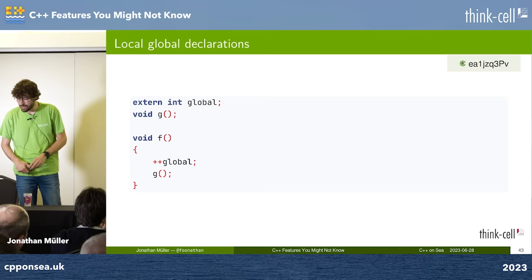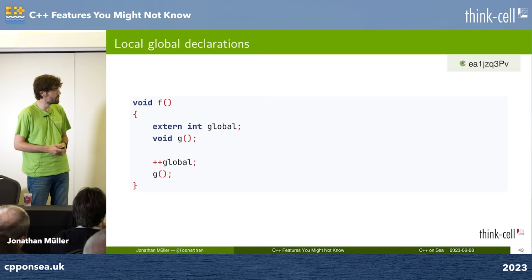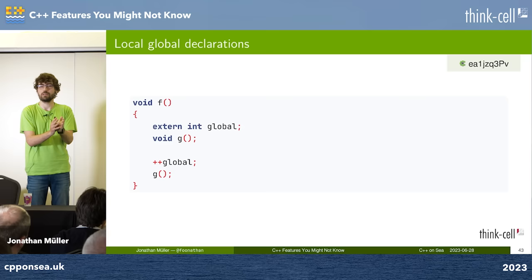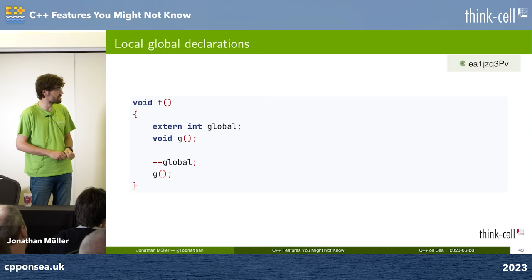So we've got declarations. We can declare a global function and a global variable, and then we can use them inside our function. But it actually doesn't matter where we put the declaration. We can even put it inside the function. Now, global is still a global variable, and g is still a global function, because the linkage is not the same as the visibility of the name. So global has external linkage, which means it's global and has static storage duration. And functions are implicitly external. So this is perfectly valid code. And it's just more encapsulated, because other code isn't aware of the global variable.